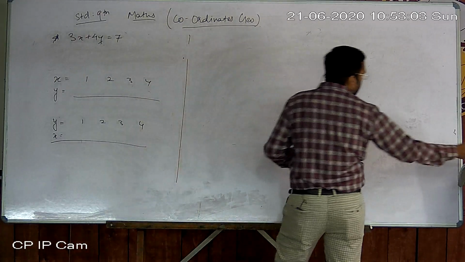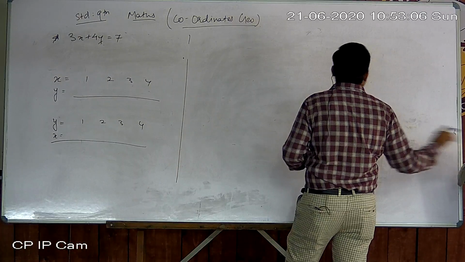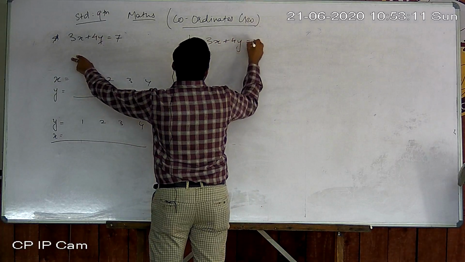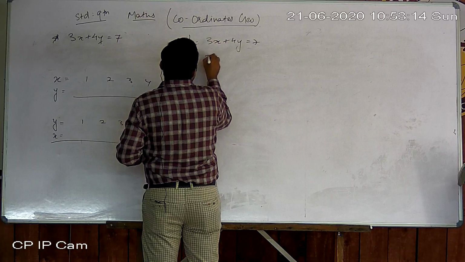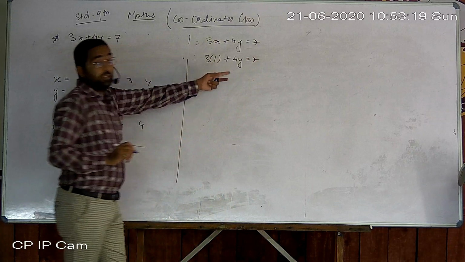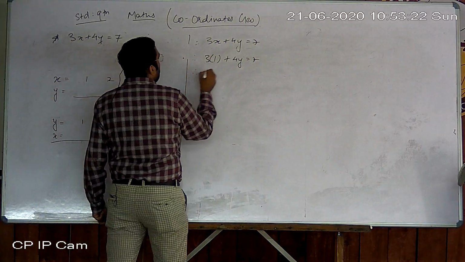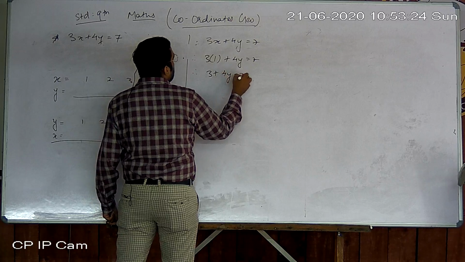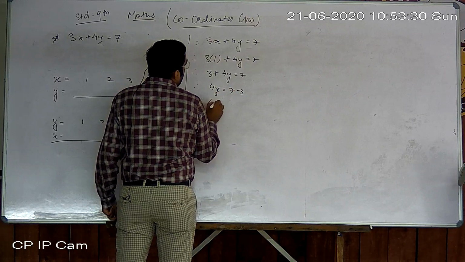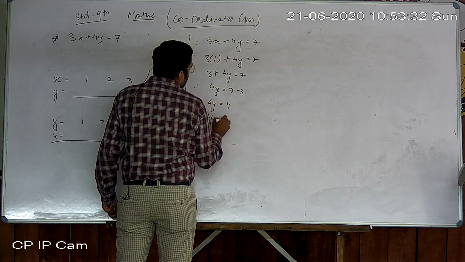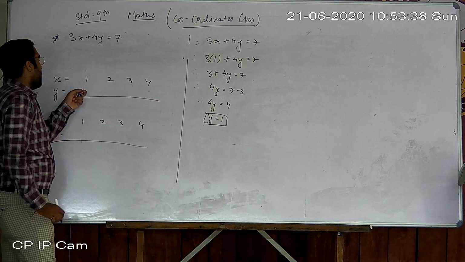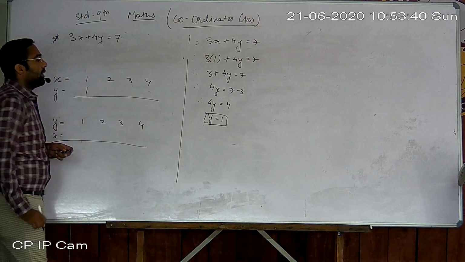Now we have to solve it. As per the equation 3x plus 4y equal to 7, first we take the value of x as 1, that is 3 into 1 plus 4y equal to 7. Therefore 3 plus 4y equal to 7. Therefore 4y equal to 7 minus 3. Therefore 4y equal to 4. Therefore y equal to 1. When I put the value of x as 1, I found that the value of y is also equal to 1.